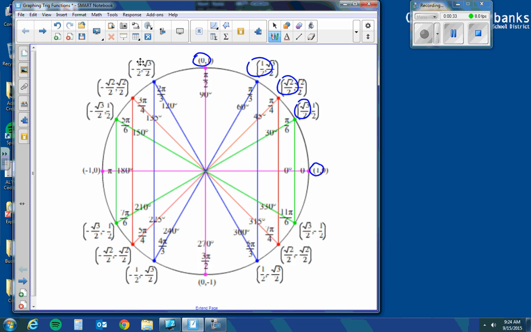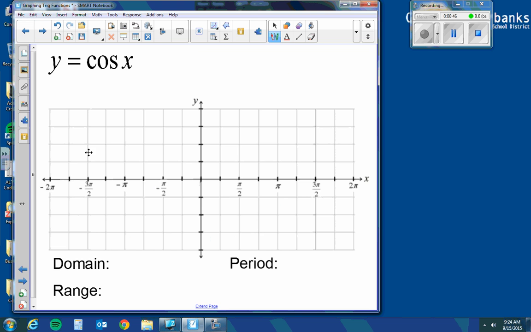And then if you keep tracking the value, it's going to get smaller and smaller, so it bottoms out at a minimum of negative 1. Again, it's bigger, bigger. It's 0 here at 3 pi over 2, and then it hits a maximum again here. Okay? That's what we're going to do here.